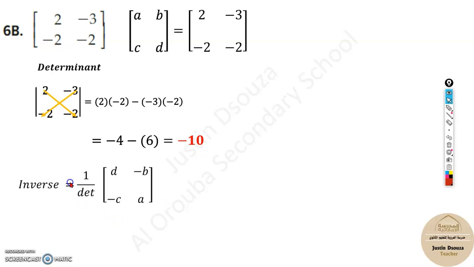You must remember this. You need to learn this by heart. The inverse of a 2 cross 2 matrix is given by 1 by determinant. That is, you need to divide all these digits by the determinant value. So 1 by, it'll be -10 in this case. And look over here. Instead of A, B, C, D, you're changing it a little bit.